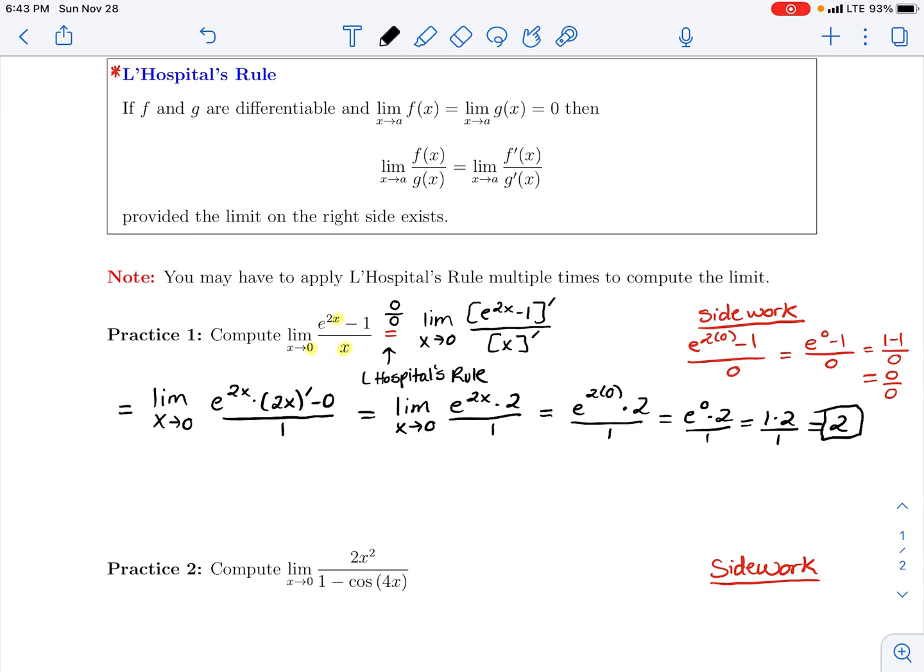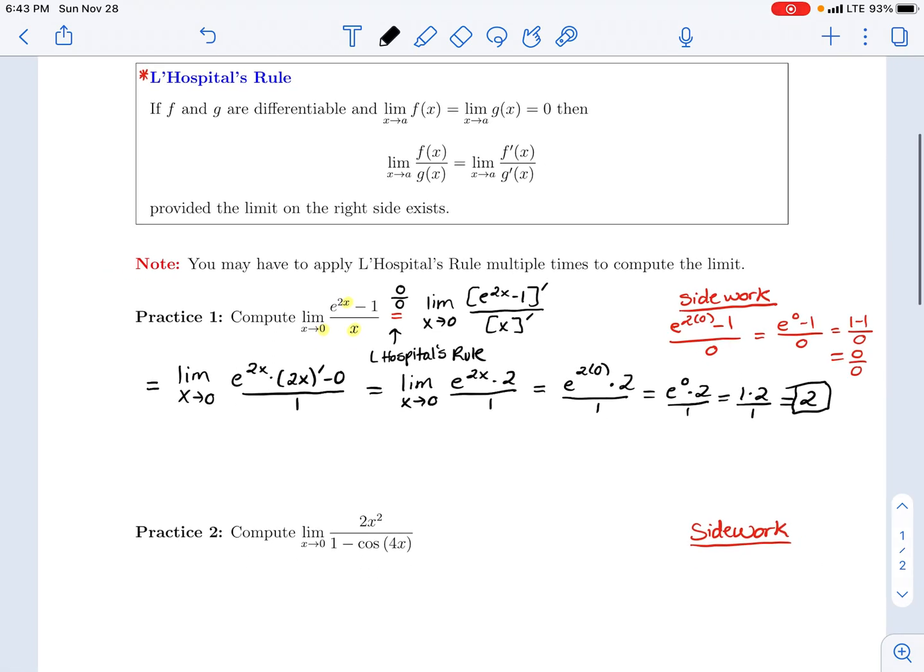All right, so now let's do another one here. The only other note that I forgot to mention, but I have down on the page here, is that you may have to apply L'Hopital's rule multiple times to compute the limit. As you notice here in practice 1, we only had to apply L'Hopital's rule once, right? Because what I did is I plugged in, saw that I got that indeterminate form, 0 over 0, and then I took the derivative of the top and the derivative of the bottom, and then when I plugged back in, I got a number. Now, if I plugged back in and got 0 over 0 again, then I would have to, again, apply L'Hopital's rule by computing the derivative of the top divided by the derivative of the bottom again, and then continue onward.